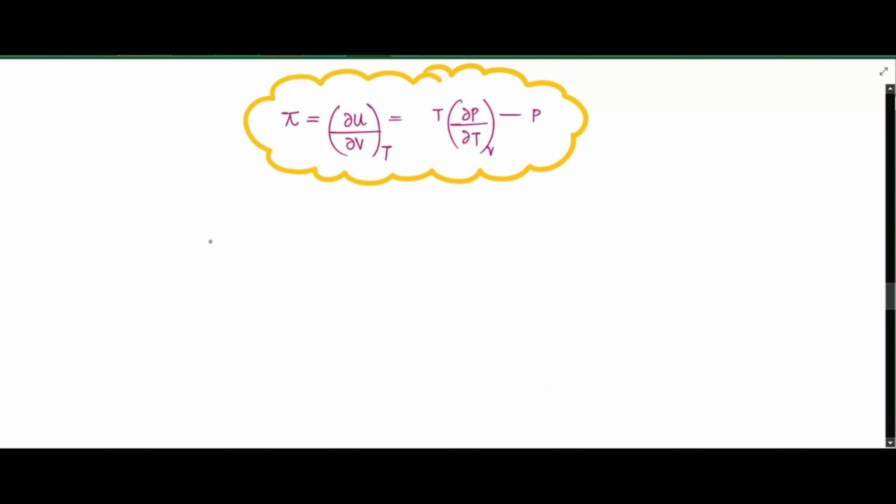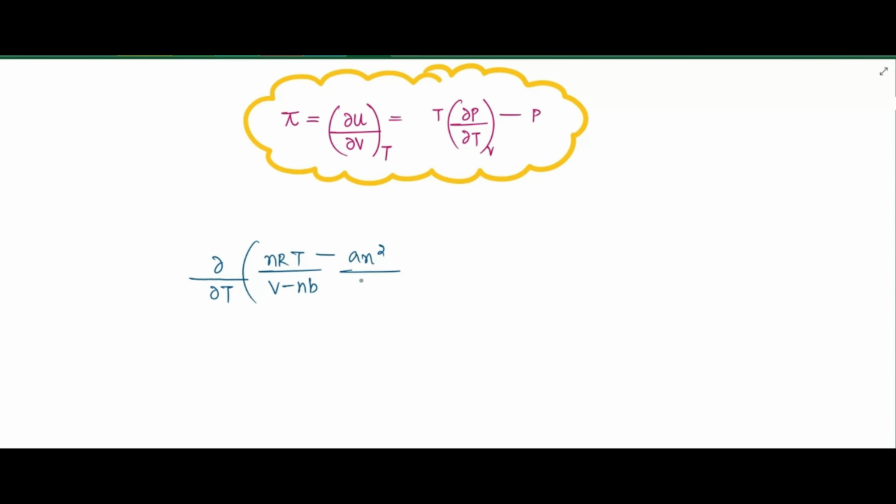What is P? ∂P by ∂T. What is P? nRT by (V minus nb) minus an² by V². The real gas equation is given. We will take its derivative. The first term is nR by (V minus nb), which is a constant. Derivative of T with respect to T is 1, minus derivative of the other term. There is no temperature in it, so that will act as a constant, and it is 0.